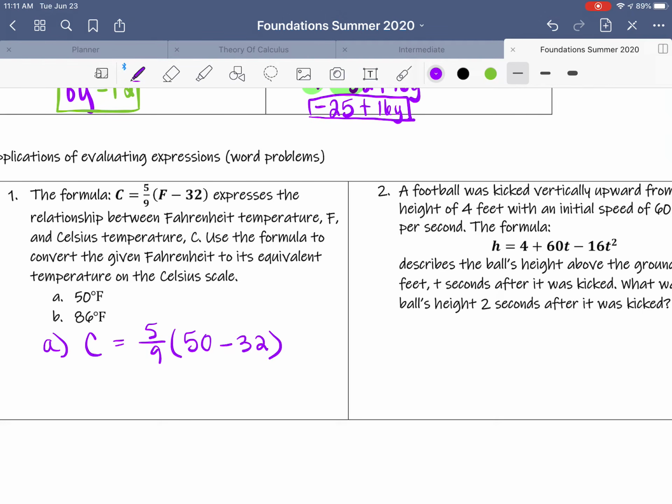5/9, Fahrenheit is 50. Now I'm going to simplify, multiply. That would be 2. 5 times 2 is 10 degrees Celsius.